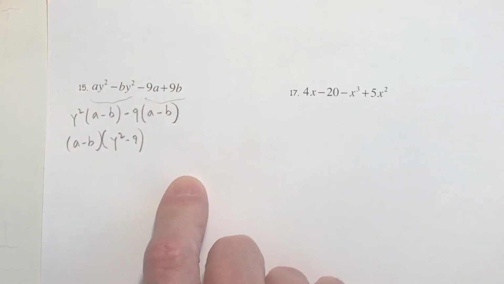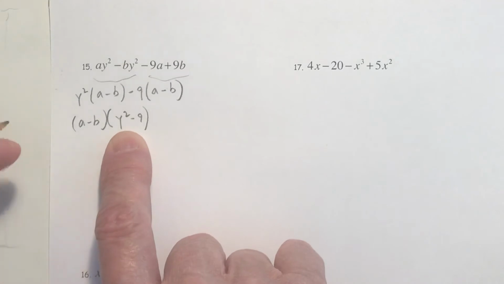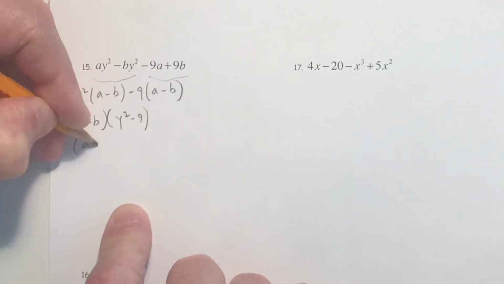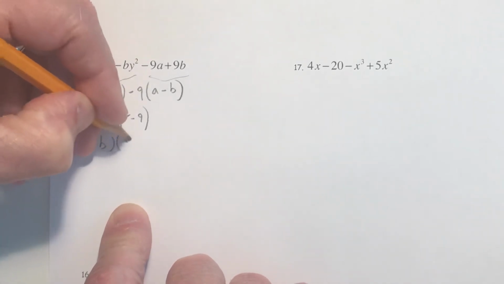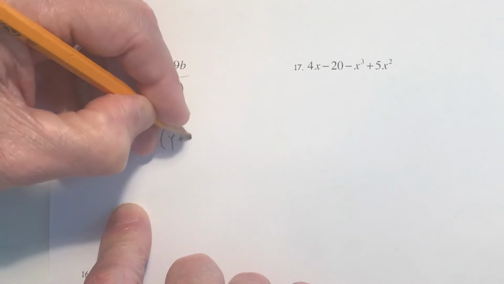If I stop here, I only get partial credit, because I'm supposed to notice this factors. That's the square of y minus the square of 3. That's your difference of squares again. That'll factor y minus 3, y plus 3.